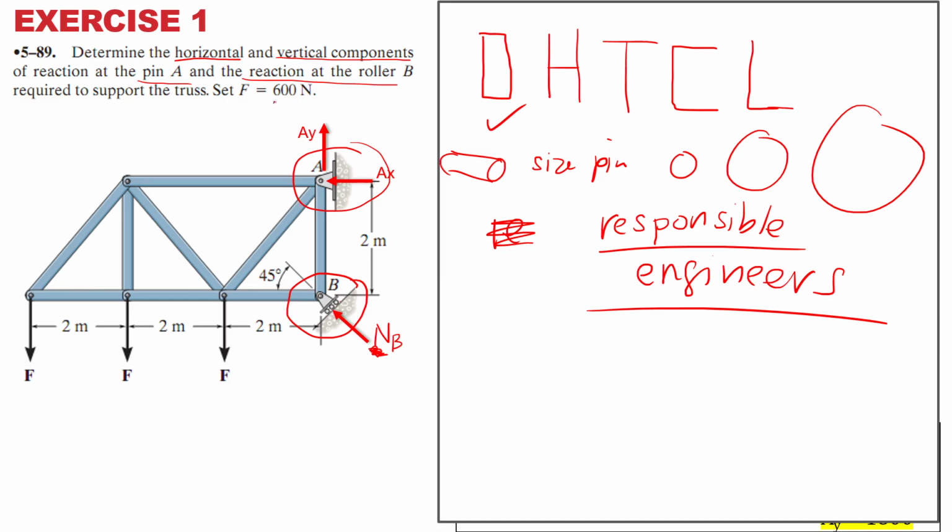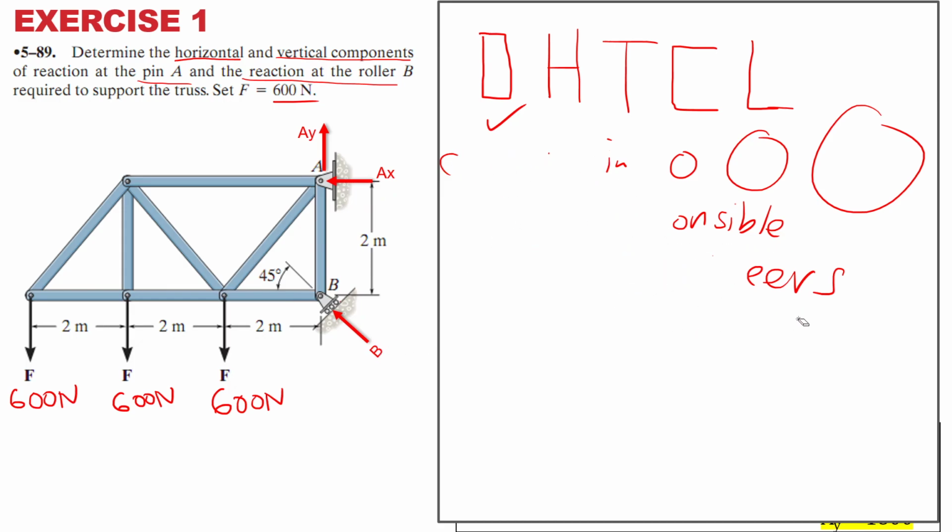Dia cakap 600 Newton je. 600 Newton is about 60 kilo. So, 600 Newton here, 600 Newton here, 600 Newton here. So there are 3 forces involved. You need to settle this. Okay, so let's do that now.